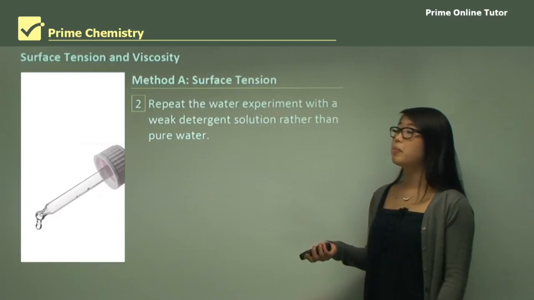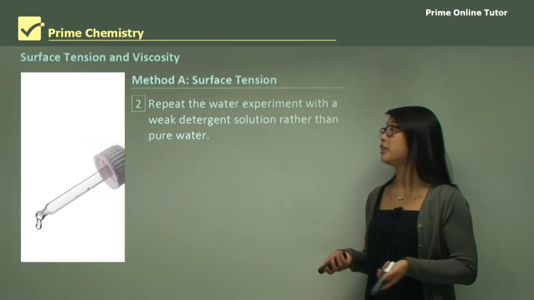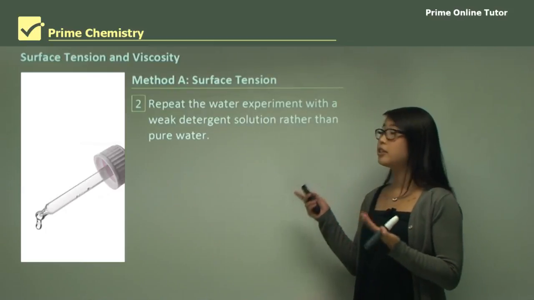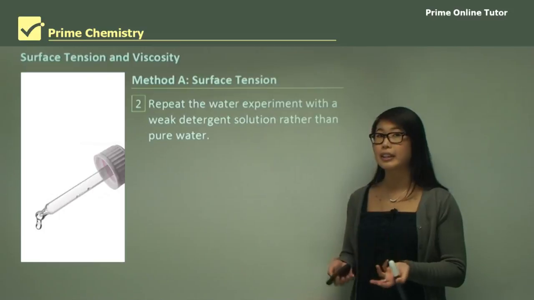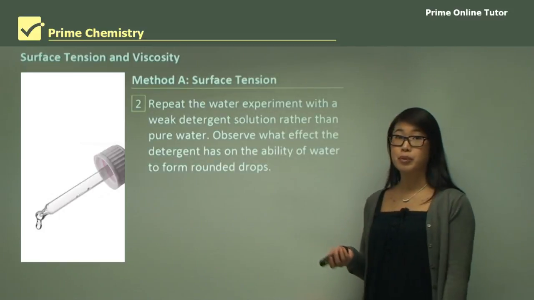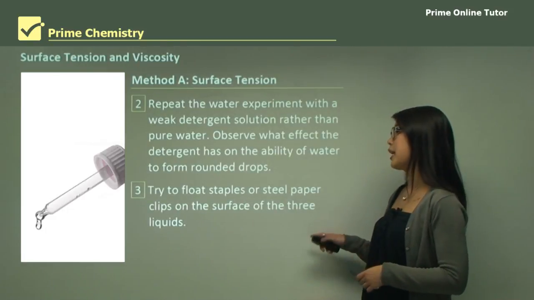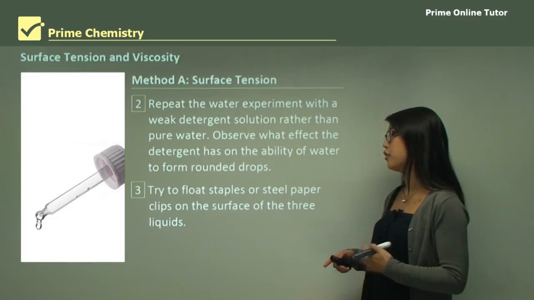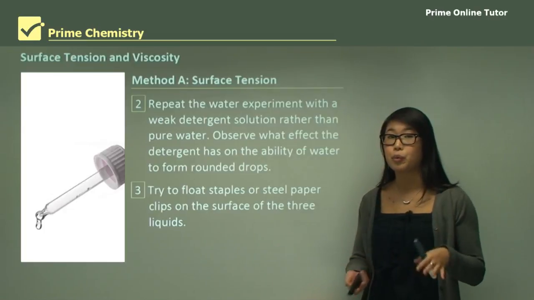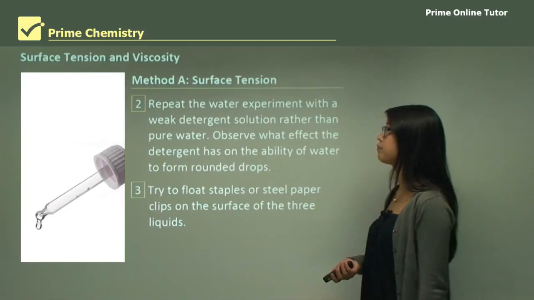And then repeat the experiment with water again, but to the water we're going to add a weak detergent. So instead of being pure water, we will be adding a detergent, which will hopefully give us a different observation. They'll observe what happens with the detergent, and then finally we'll try to float staples or steel paper clips on the surface of the three liquids. This is similar to insects walking on water, and it shows us whether there is really high surface tension or not.